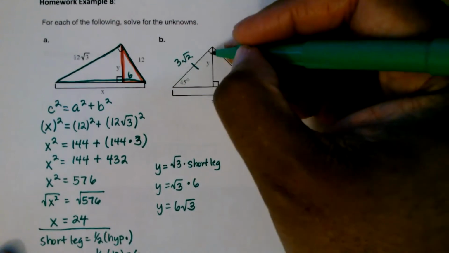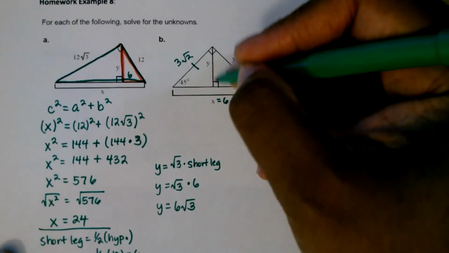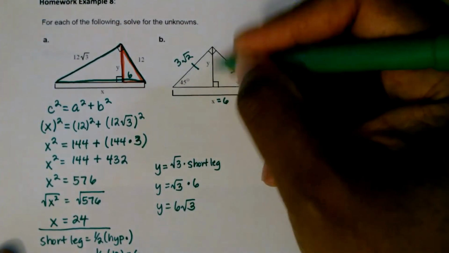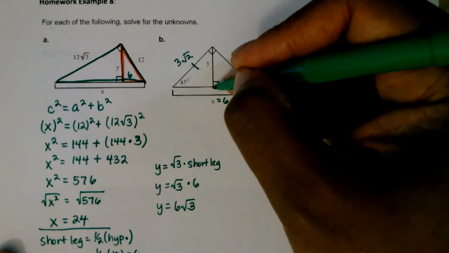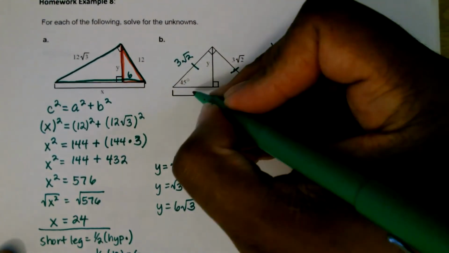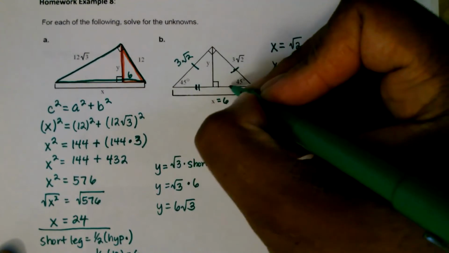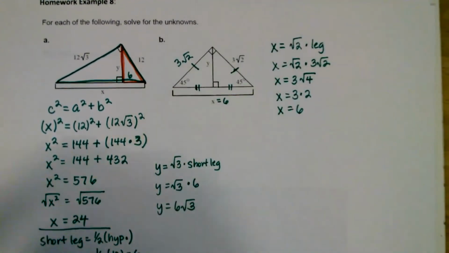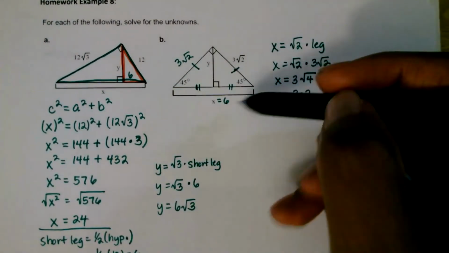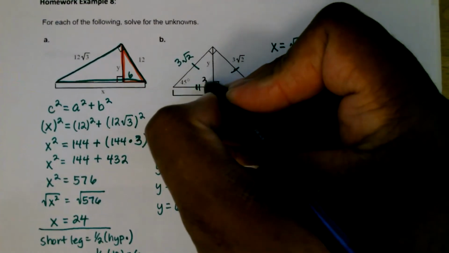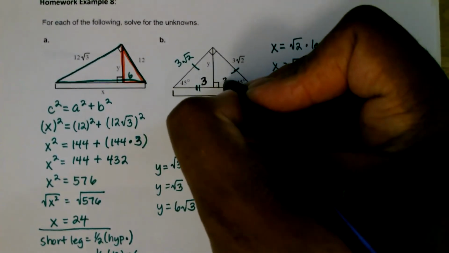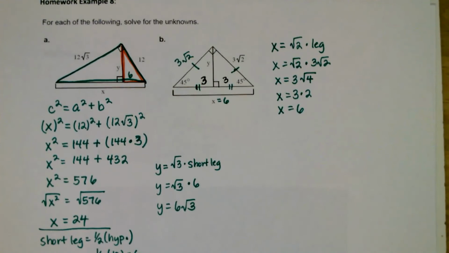Okay, now notice that this length here is the altitude, and it separates this side into 2 equal parts. So this side and this side are equal in measure. So if the whole thing is 6, then this length is 3, and this length has to be 3.